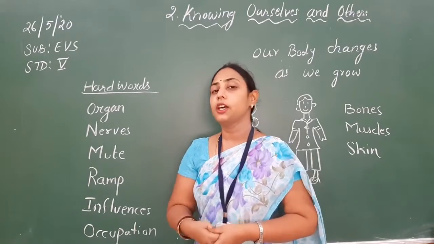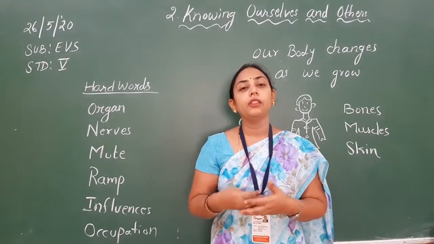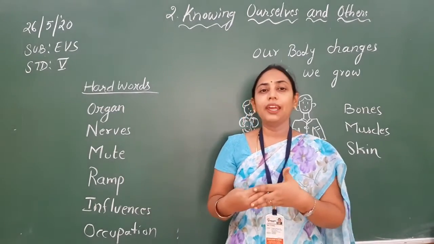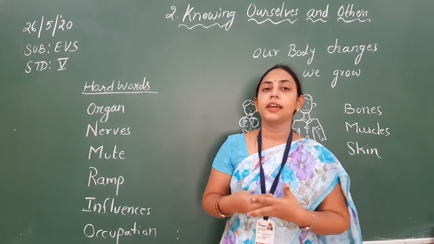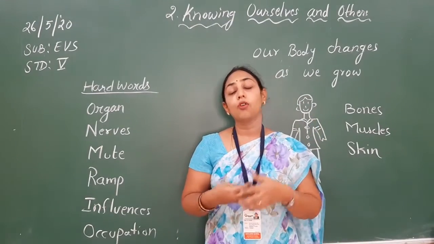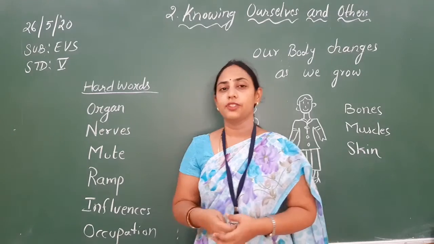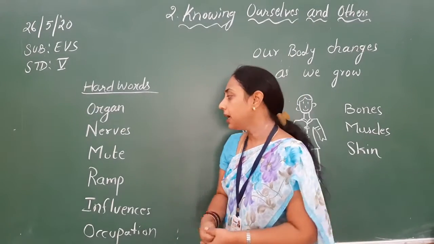Nerves, these are the bundles of fibers that help to communicate between the parts of the body and the brain. We know the brain has all the control. Whatever actions and reactions we are doing, all are controlled by our brain. Now how does the brain know all these things? This is through the nerves. Nerves send and give messages to and from the brain.